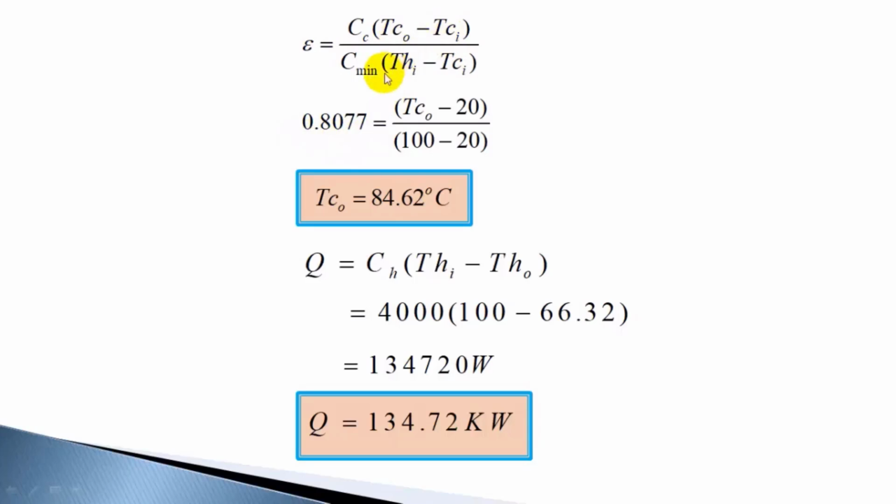The inlet temperatures of the cold and hot fluid are both known, so you can substitute for the inlet temperatures of both the fluids and solve for Tc naught. You get Tc naught as 84.62 degrees centigrade.